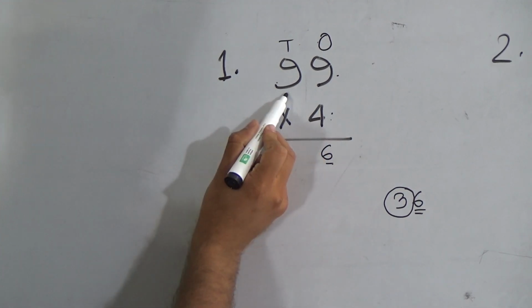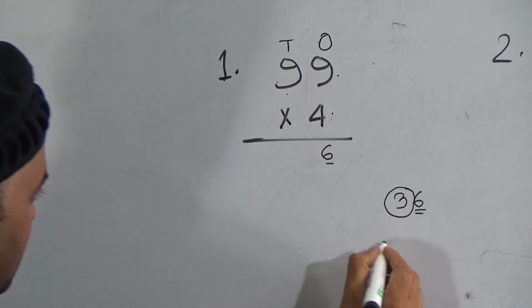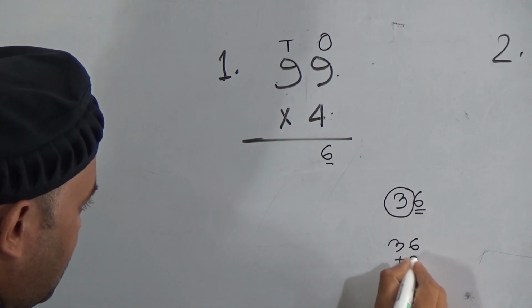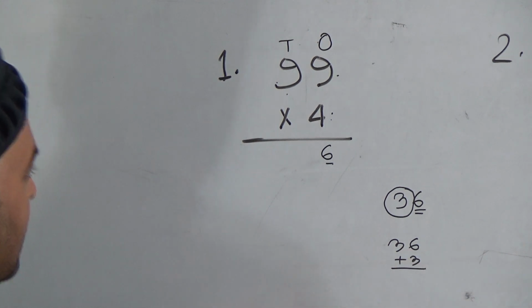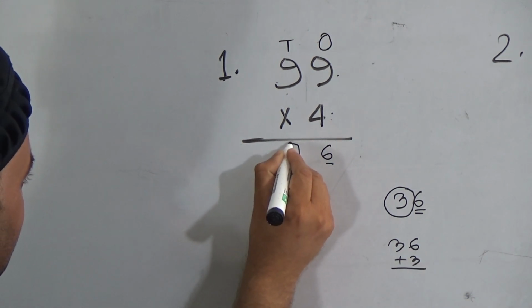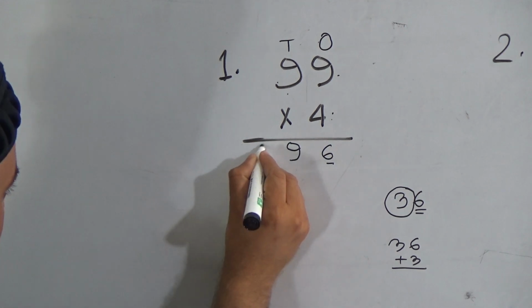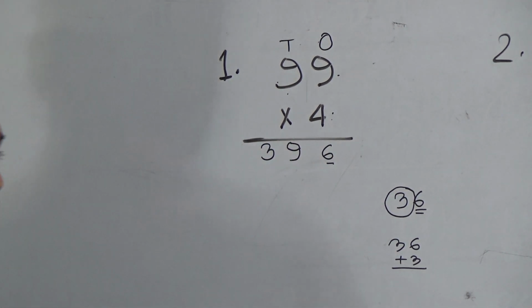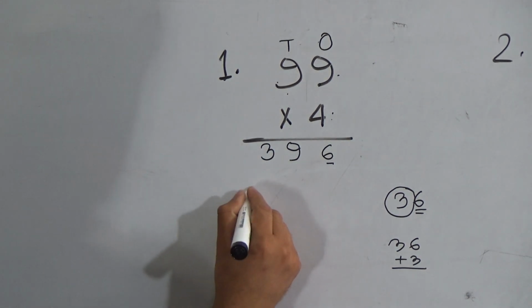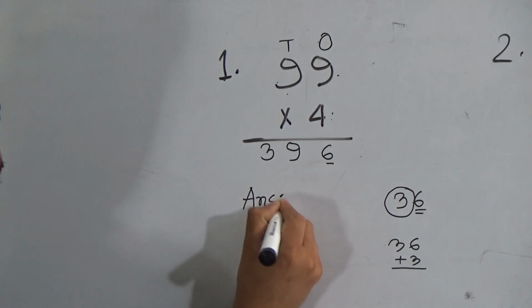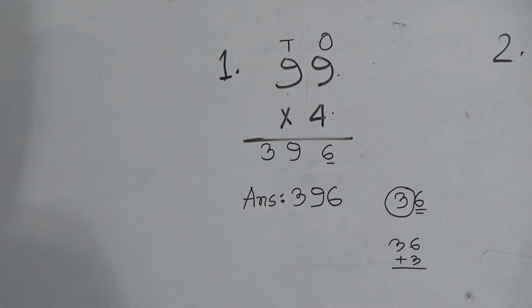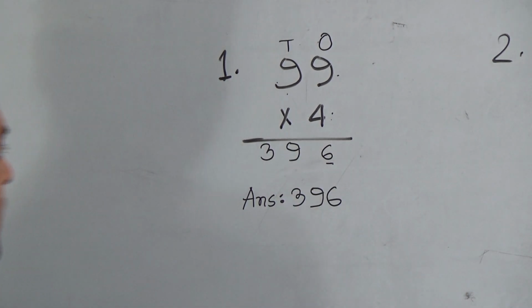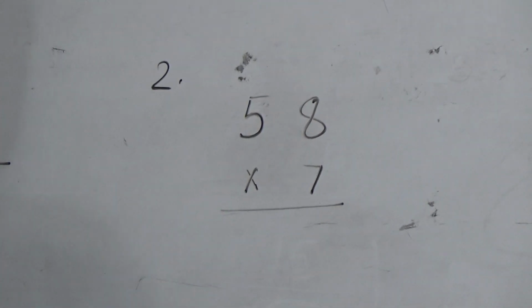Now 4 9s are 36 and 3. 36 plus 3, we know that 36 plus 3 is 37, 38 and 39. So 9 is in the 10's place and 3 is in the 100's place. So my dear students, the answer is 396. Hope you understood this one. Now go to the next question.